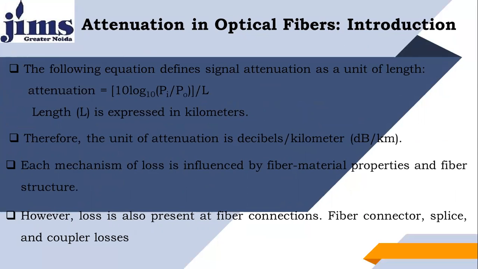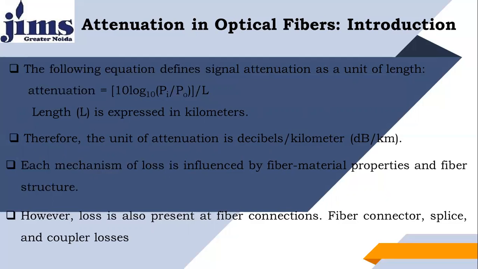Now if you want to calculate the attenuation numerically, it is always measured in terms of dB per kilometer. So you have to convert the attenuation. In the previous slide, we saw that signal attenuation is nothing but the ratio of P input upon P output. Now you have to convert this ratio into a log: you take log to the base 10 and multiply by 10, and this quantity becomes dB.